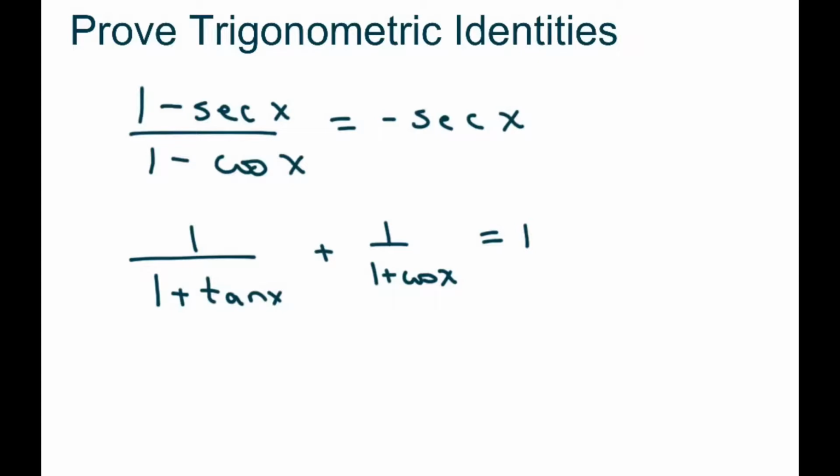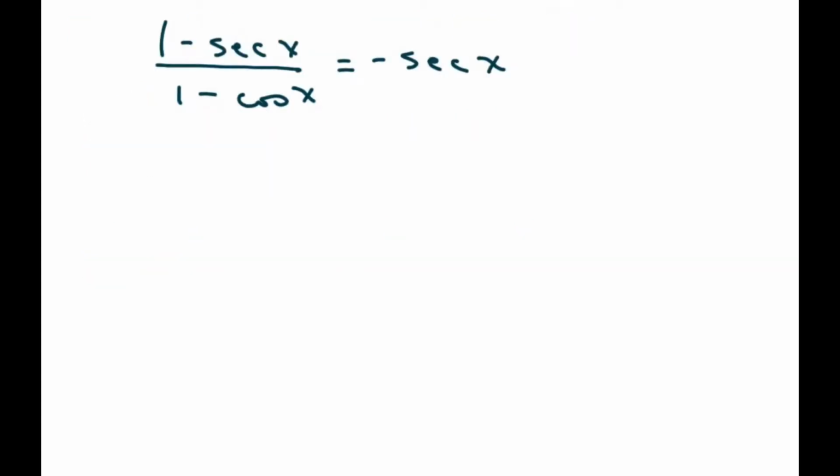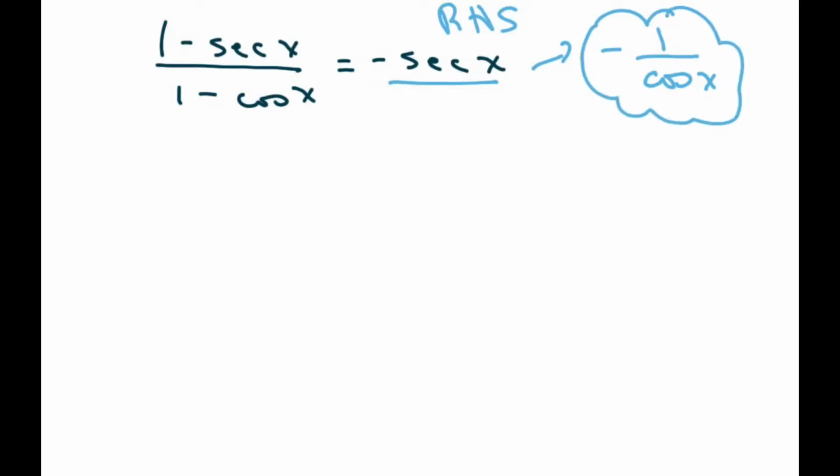We're going to prove these two trigonometric identities right here. And so let's look at it. The first one we have is (1 minus secant of x) divided by (1 minus cosine of x) equals negative secant of x. And on this right-hand side, I'm going to remind myself what secant is. That's 1 divided by cosine of x. So that's just my little thinking.